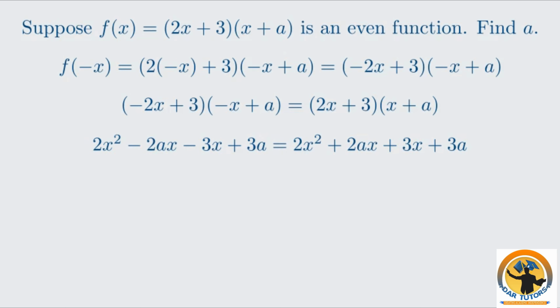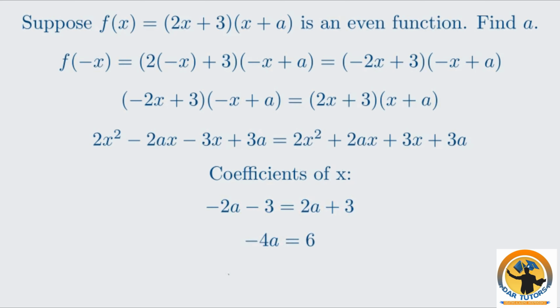Since this equation must be true for all values of x, the coefficients of the corresponding powers of x on both sides must be equal. Let's compare the coefficients of x. On the left, the coefficient is negative 2a minus 3. On the right, it's 2a plus 3. Setting them equal, we get negative 2a minus 3 equals 2a plus 3.